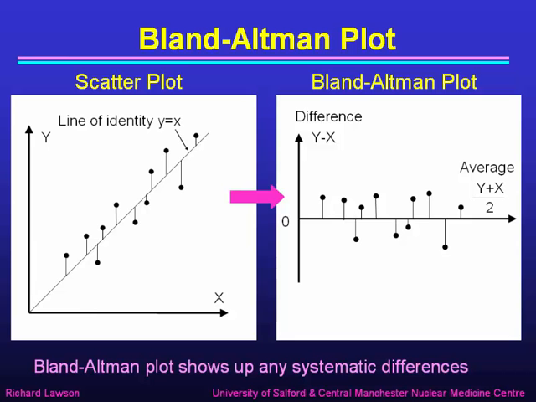So the Bland-Altman plot is just displaying the data to show how it varies about the line of identity, and any small differences from the line of identity are much easier to see on the Bland-Altman plot than they are on the scatter plot, because the line of identity has a big slope and small differences from it are difficult to see. So once again, on the Bland-Altman plot we can see that the points are distributed equally above and below the line of identity, just as they are on the scatter plot. But the Bland-Altman plot shows up any systematic differences and makes them much easier to see.